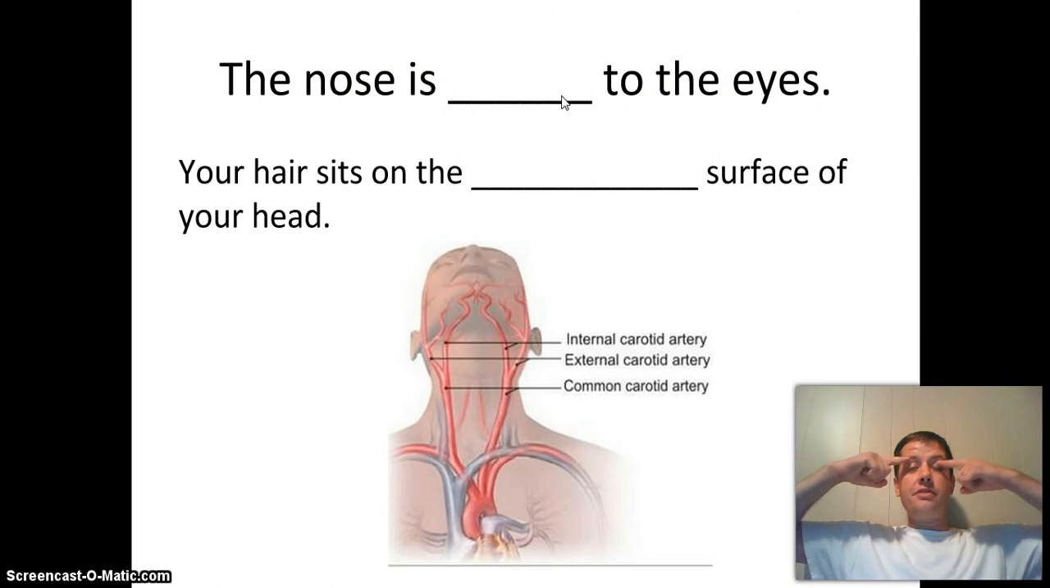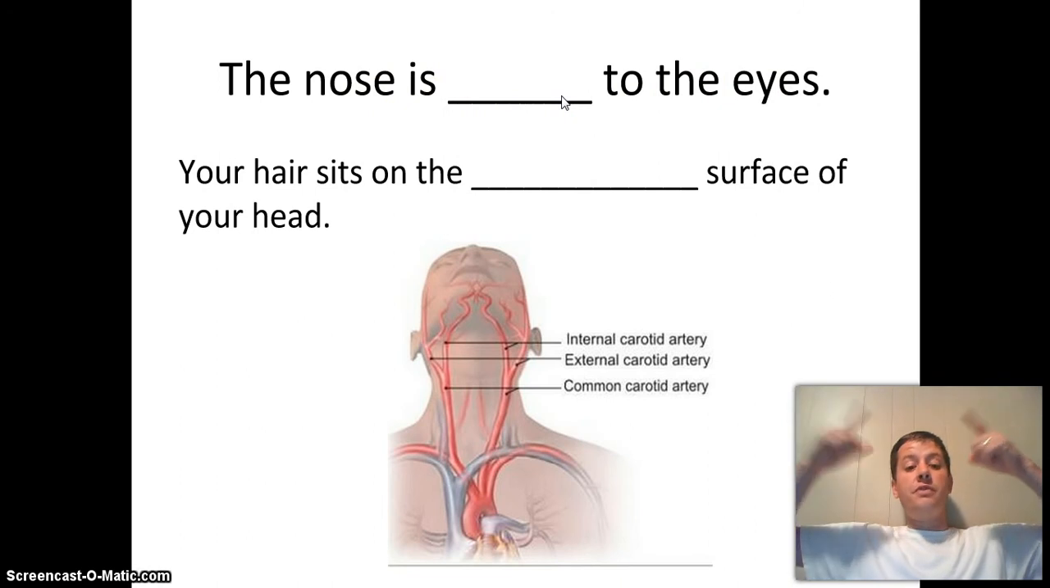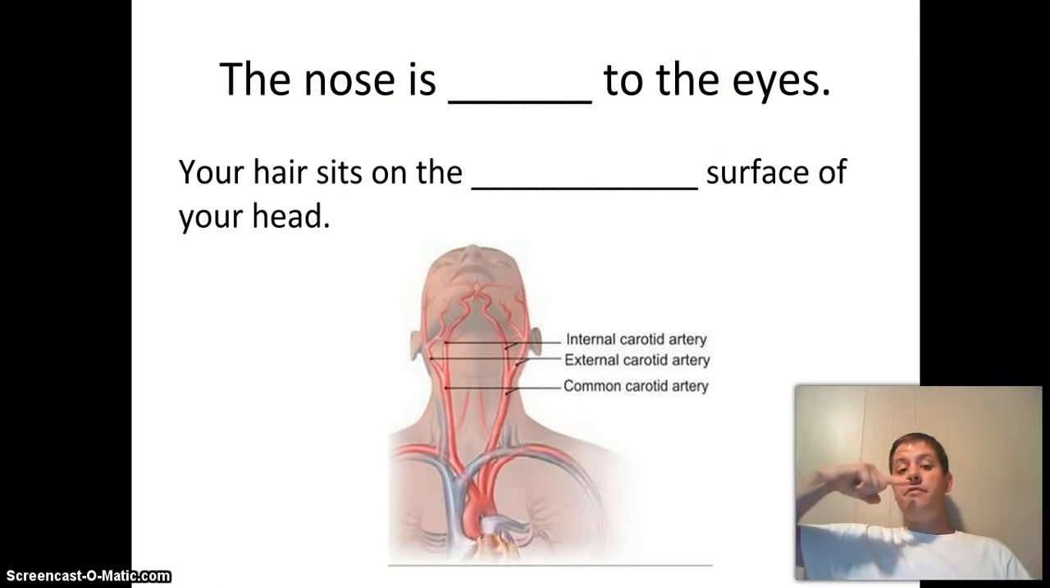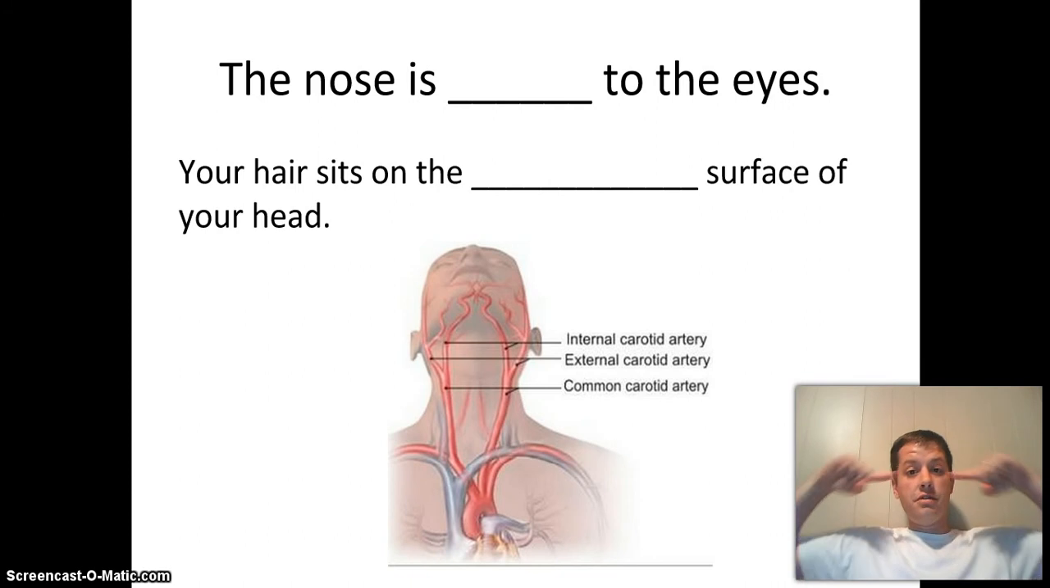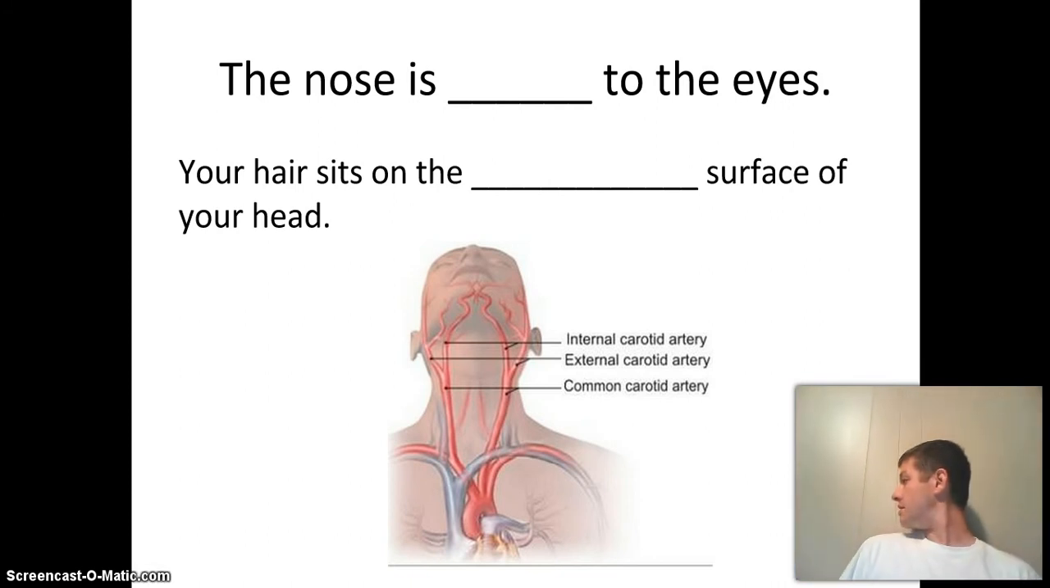So if my eyes are right here, you could use a couple of different words. You could use the word inferior. You could use the word, I hope you said, medial. Or if I turn sideways, you can even see anterior. So those are three answers that I would accept. And most often I'll be expecting more than just one answer.